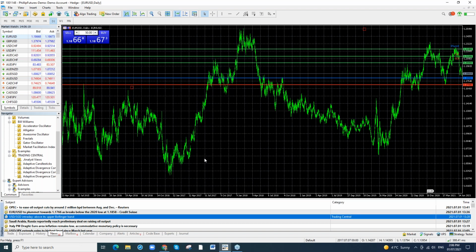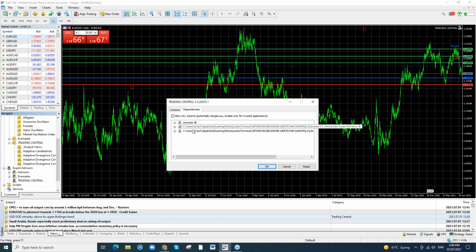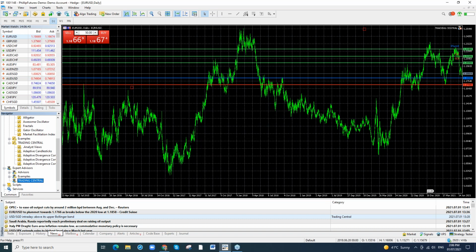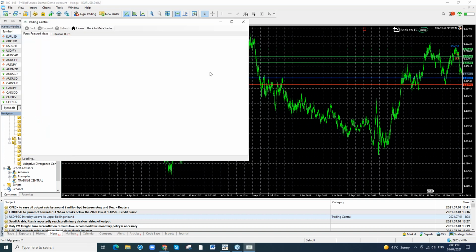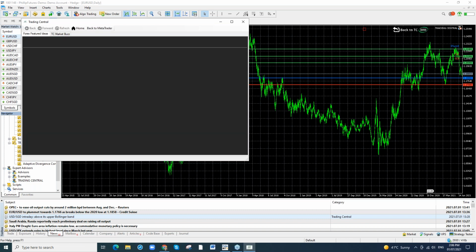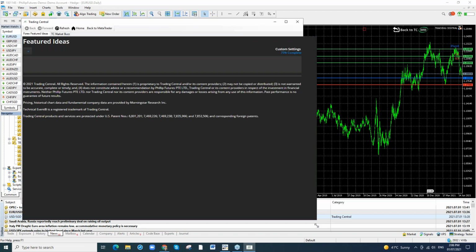Another tools that are available for you are under expert advisors. So if you again click on the Trading Central tab, you will get another pop-up window. You always need to just make sure that you allow DLL imports. So always please make sure that you have this one ticked. And then when you click OK, it's loading the window with two amazing tools will open. So the first one is the featured ideas.